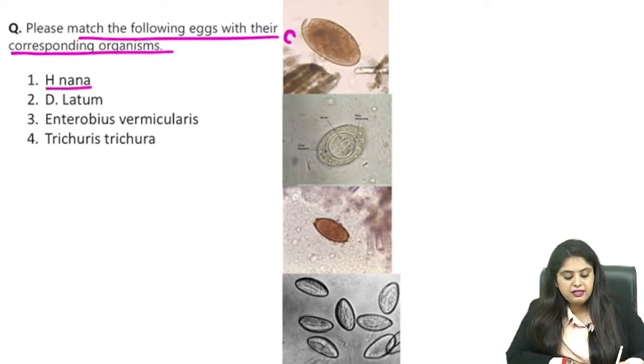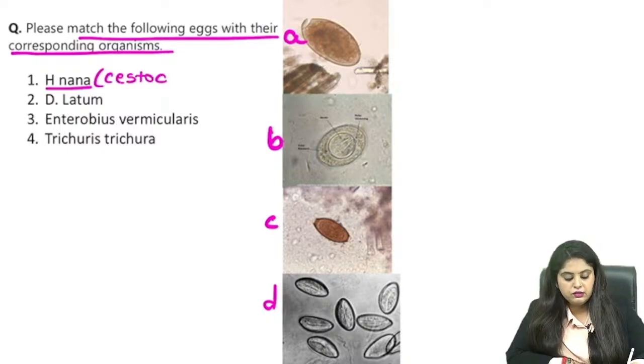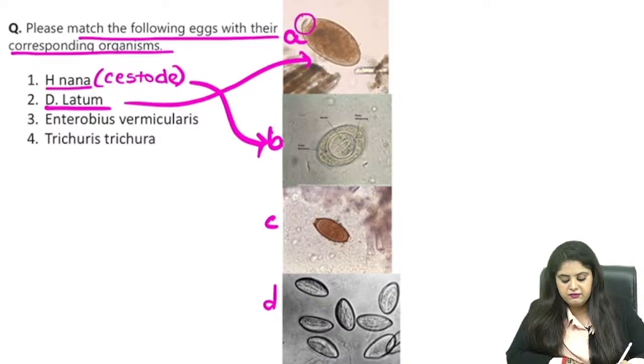Let's start. I will label this as ABCD so that you can also tell me where you want to mark H nana. H nana को हम mark करेंगे. H nana happens to be a cestode. So all the H nana cestode वाले eggs will be B. When I talk about D latum, it is STD, pneumonica, operculated egg. So operculated egg matlab the one with the lid, that is going to be, okay, 1B, 2A.